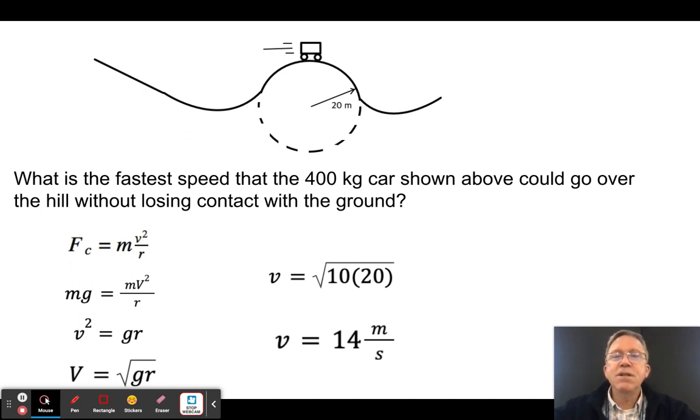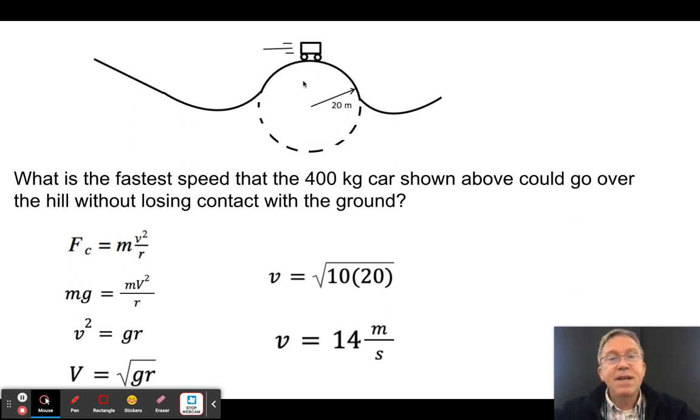Okay, so what is the fastest speed that this car could go without losing contact with the ground? Now, I gave you the mass of the car, but as you could probably figure out, the mass of the car doesn't matter. It's not like the heavy person is going to stay in the seat, the lighter person not. It doesn't work like that at all. So let's just try this.